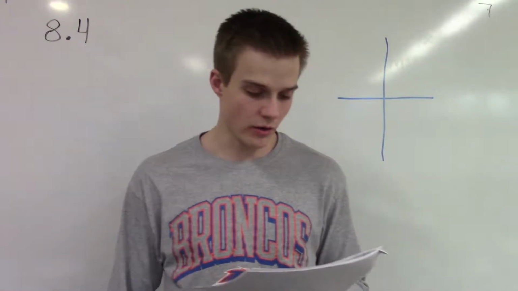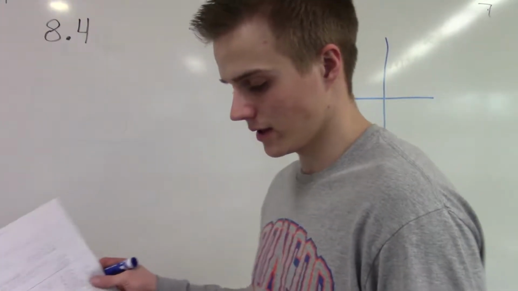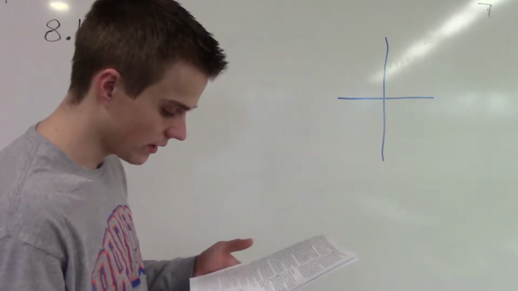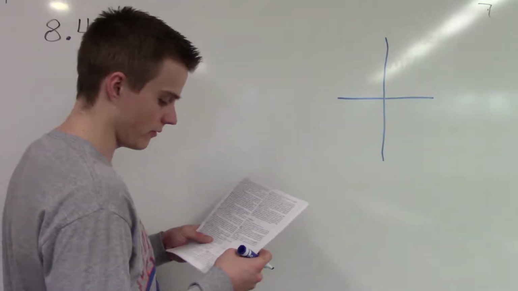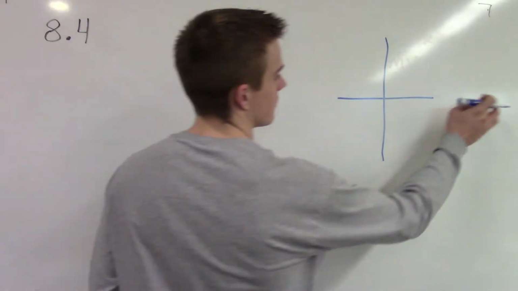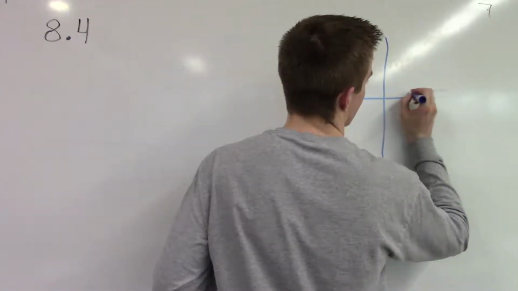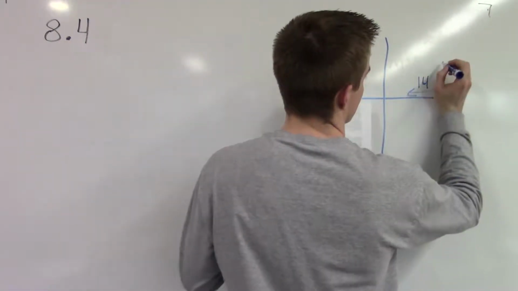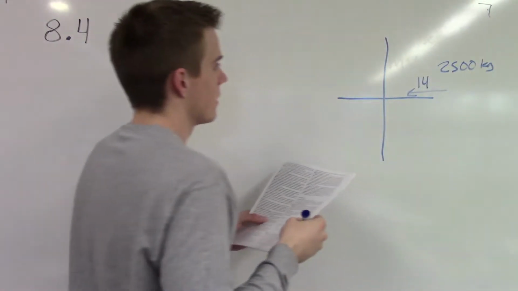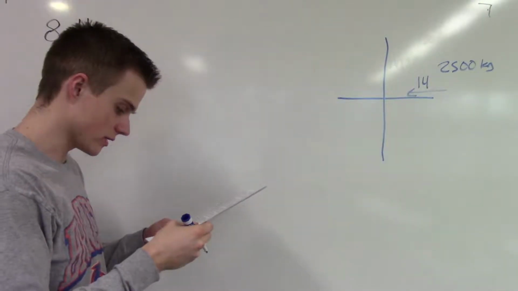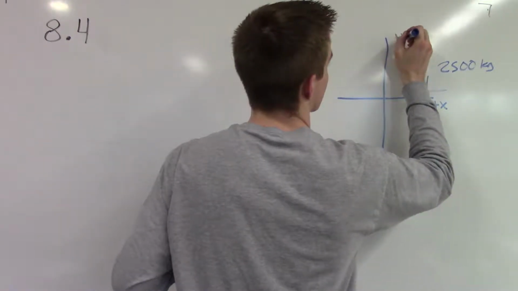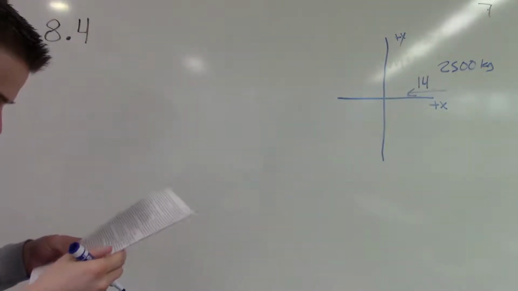For chapter 8, question 4, it says two vehicles are approaching the intersection. One is a 2,500 kilogram pickup truck, traveling at 14.0 meters per second from east to west. So it's going east to west at 14 meters per second, and that is 2,500 kilograms. This is going to be in the negative x direction.